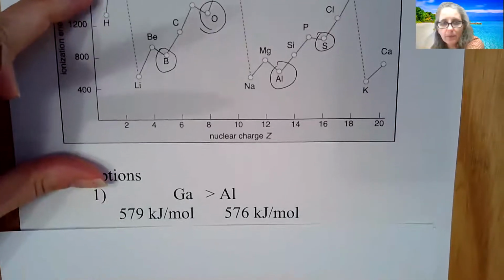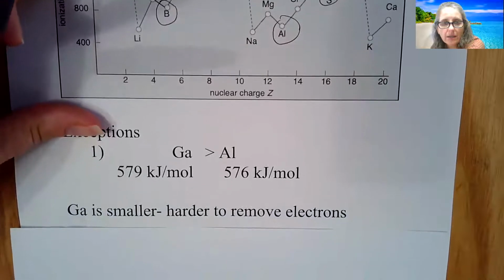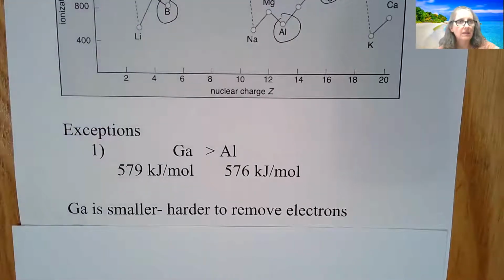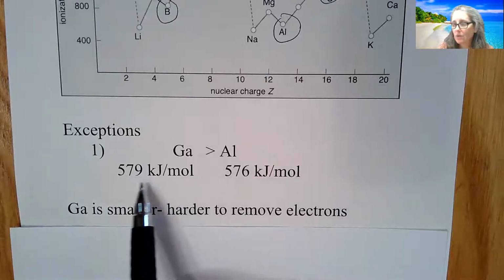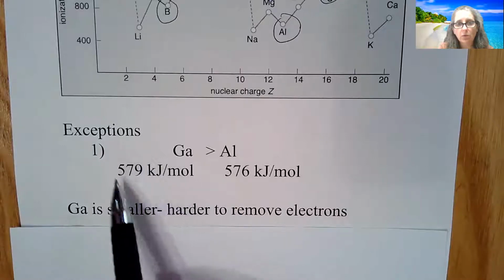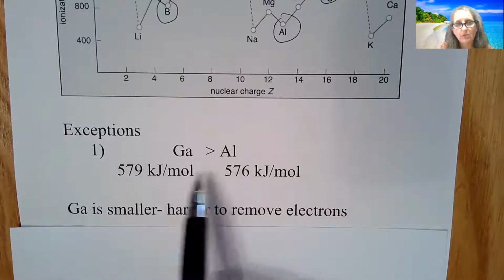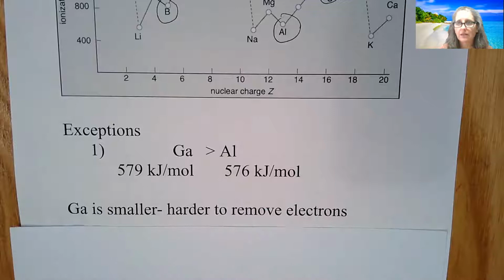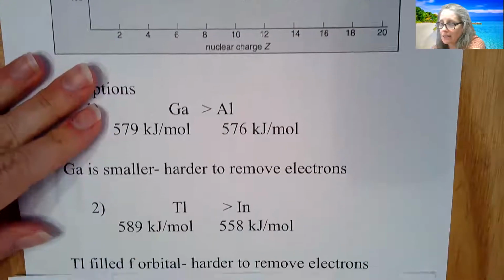A couple other exceptions that you can put in your notes, and again, I'm going to expect you to know these exceptions. Gallium versus aluminum: think of the fact that gallium is a smaller atom due to the d orbital not being a good shielder. So it's going to be much harder to remove an electron, so it's going to require more energy. Not a huge amount, but it is a blip in terms of the exception.